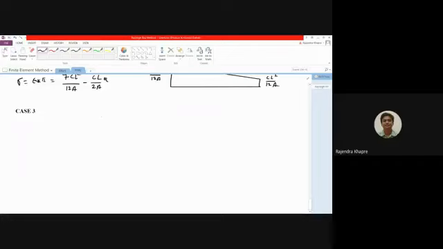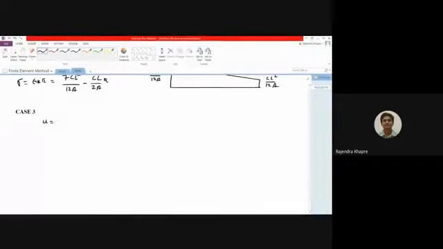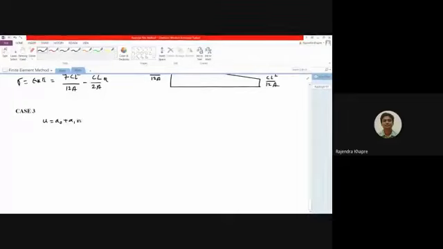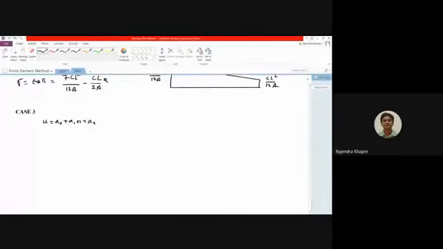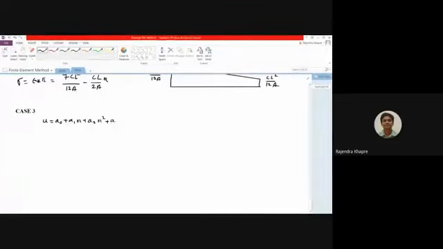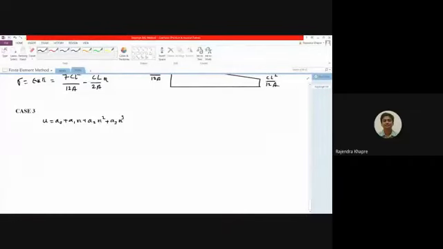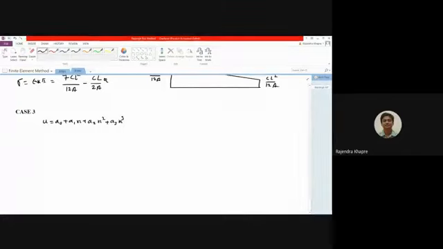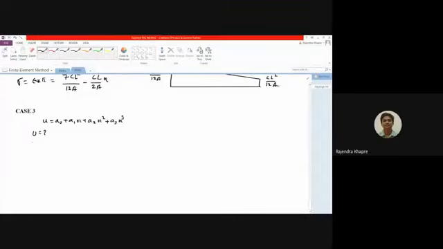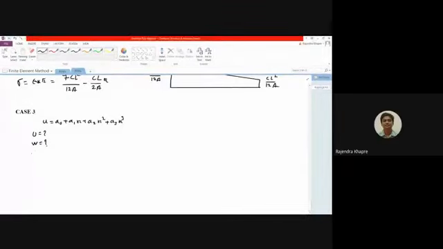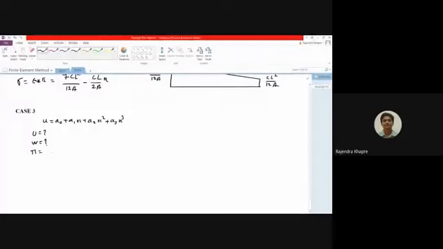So here I can have something like u is equal to a0 plus a1 times x plus a2 times x square plus a3 into x to the power 3. Okay, so I have gone even one step further. Here you will have to first calculate the strain energy, then the work done, then the total potential energy.